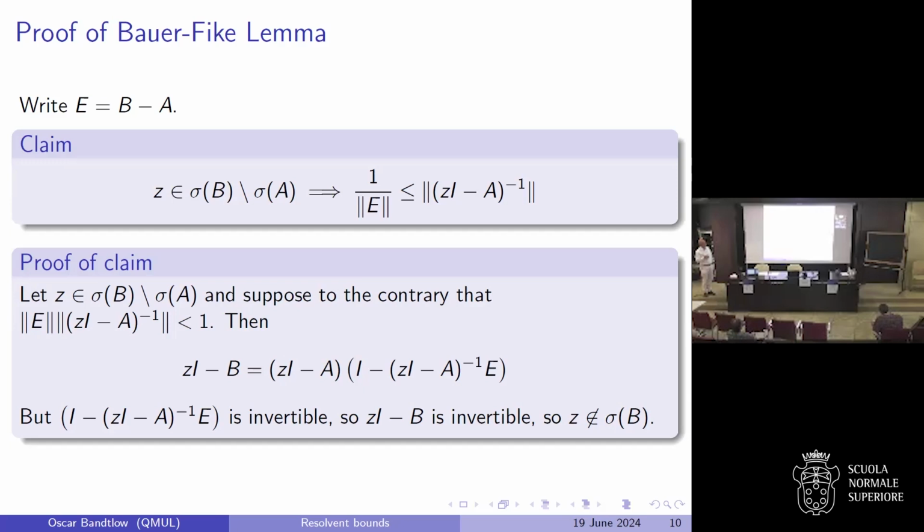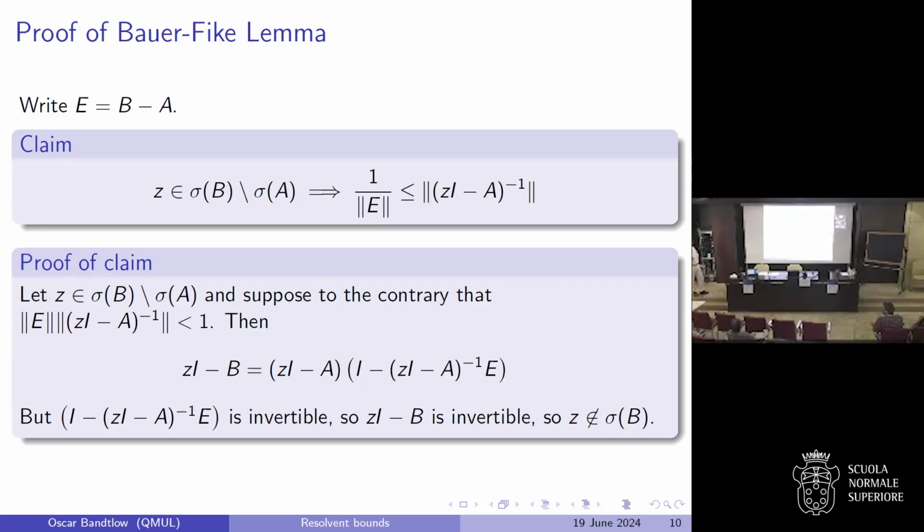How do I violate this inequality? Well, I assume that the norm of E times the norm of the resolvent is strictly less than 1. So this is the reverse of this inequality. If this is the case, then I do the standard perturbation theory factorization. I write zI minus B, the resolvent of B, in terms of the resolvent of A, using the fact that I can invert zI minus A, and here I have my E in it, okay? So if I multiply this back in, I get zI minus A minus E, but E is B minus A, so this is in fact zI minus B. Okay, so this line is correct.